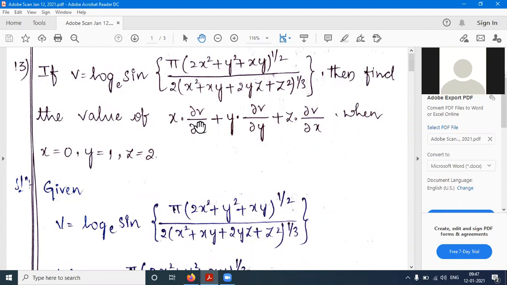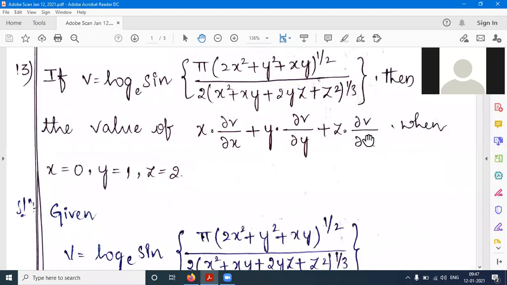So x into dou v by dou x plus y into dou v by dou y plus z into dou v by dou z.